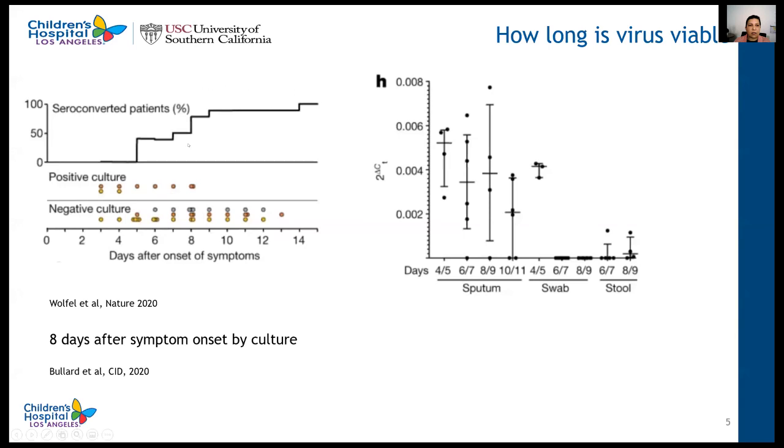tissues. And again, the figure on the left looks at culture results, and the figure on the right looks at subgenomic PCRs, which is an indicator for replicative virus. And they found the same thing, that by 8 to 9 days, evidence of replicative virus is no longer there. Another study by Bullard et al. published in CID in 2020 found the same thing, that 8 days after onset of symptoms, by culture, virus is no longer isolated.